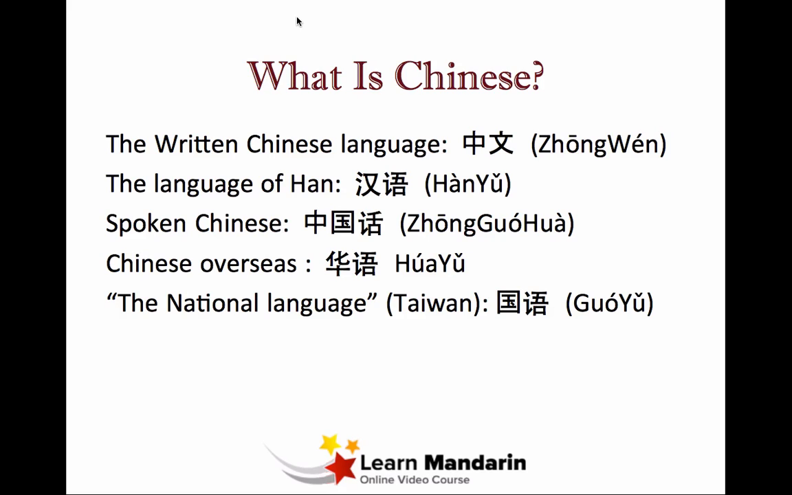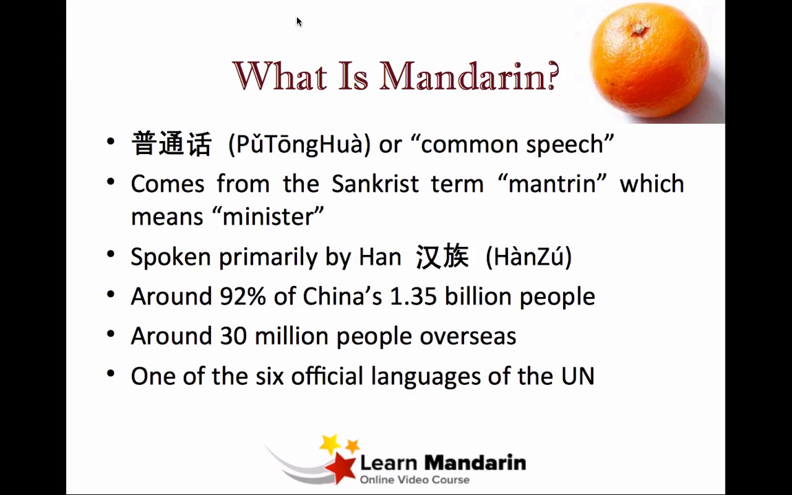Now, China is extremely large and, of course, very populous, and for the people to be able to communicate all over the country with just one language, a standard variant of Chinese was established. So today, when we talk about Chinese, we're usually talking about the standard Chinese, which is called Mandarin or PǔTōngHuà, or common speech. Mandarin is the official language of China, and it's based on the pronunciation of Beijing and its surrounding areas. The name Mandarin actually comes from the Sanskrit term mantrin, which means minister.